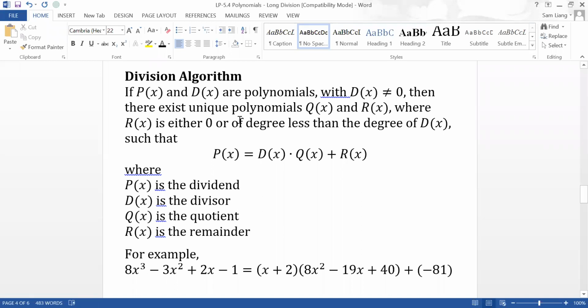Okay, so here we have p of x as the dividend, and I give the example of the one that we just did. So 8x cubed minus 3x squared plus 2x minus 1 is the dividend. That's the thing we divide. The divisor is x plus 2 in that case, and the quotient was 8x squared minus 19x plus 40. So that's q of x in this case. And then r of x is the remainder, which was negative 81.